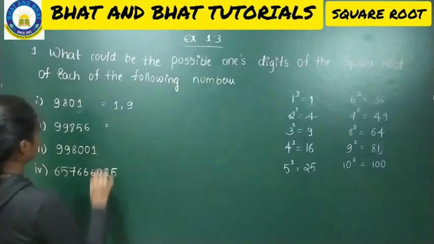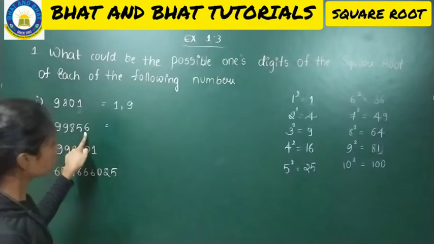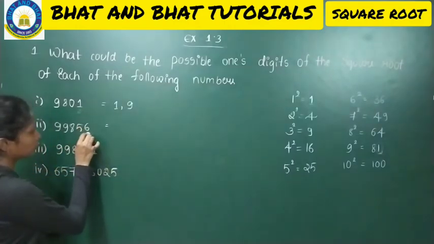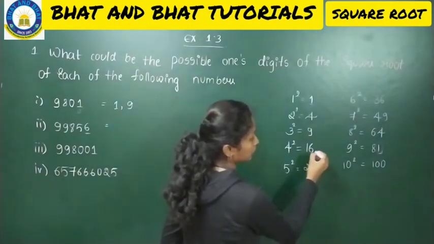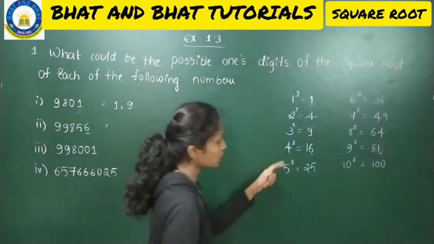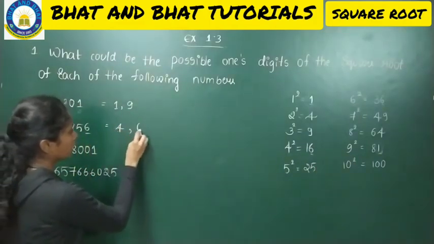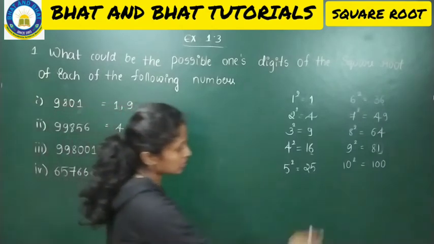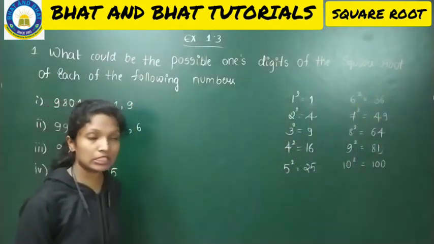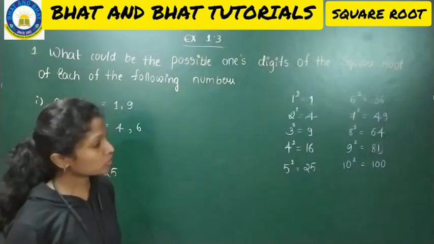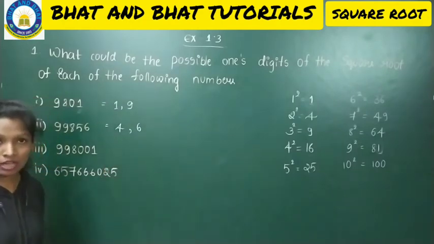Come to the next one now, 99,856. The last digit here is 6. See, the digit 6 appears over here and here, that means in 4 square and 6 square. 6 square is 36, where the last digit is 6, and 4 square is 16, where the last digit is 6. So 4 and 6 is your answer.